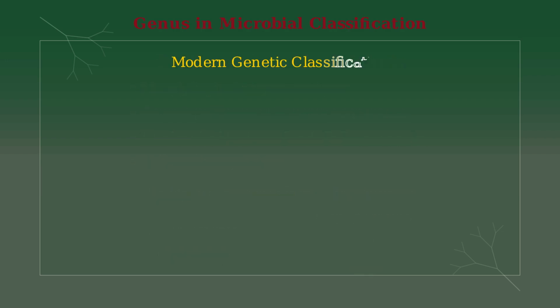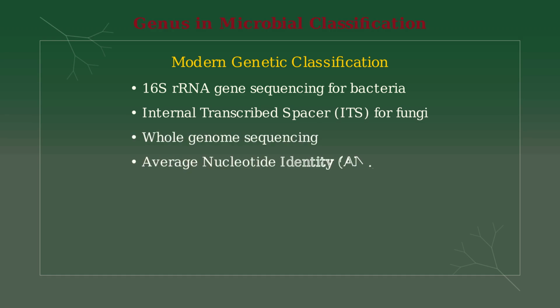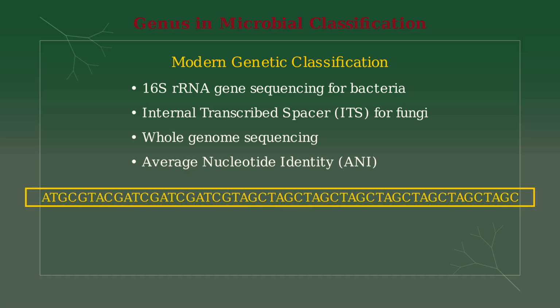Modern microbial classification has been revolutionized by genetic sequencing technologies. Techniques like 16S ribosomal RNA gene sequencing for bacteria and internal transcribed spacer sequencing for fungi allow precise genus determination. Whole genome sequencing and average nucleotide identity analysis provide even more accurate classification of microorganisms. By comparing specific genetic sequences, microbiologists can now determine evolutionary relationships that were invisible using traditional methods.